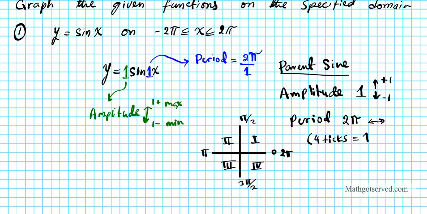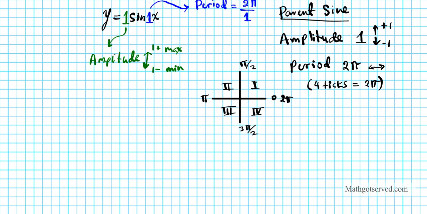So 4 ticks equals 2 pi, or 1 period. So 4 ticks equals 1 period, which is the same thing as 2 pi. All right, so we're going to use all this information to generate our parent sine curve.